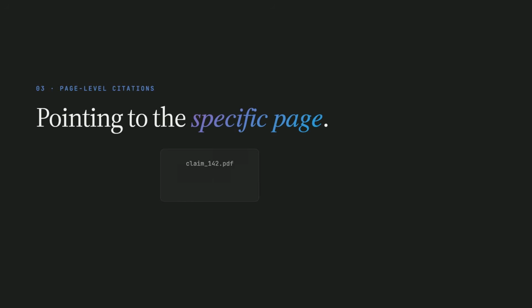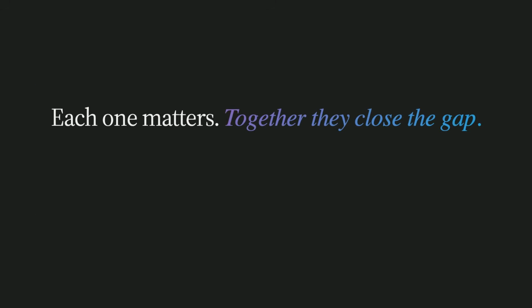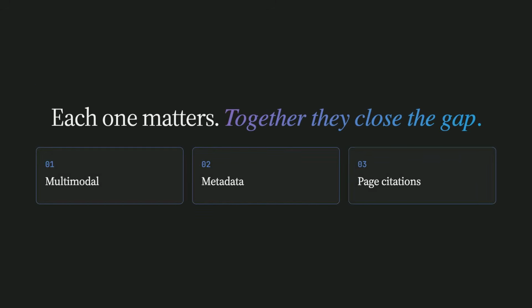The third is page level citation. The grounded responses now point to the specific page inside the source document, not just the document itself. Each of these matters on its own. Together, they close most of the gap between this and a hand-rolled retrieval stack.